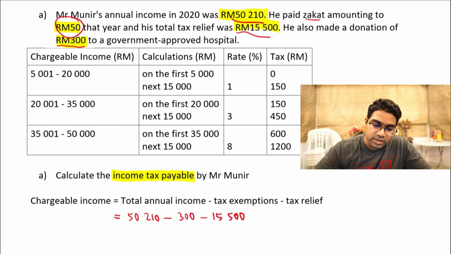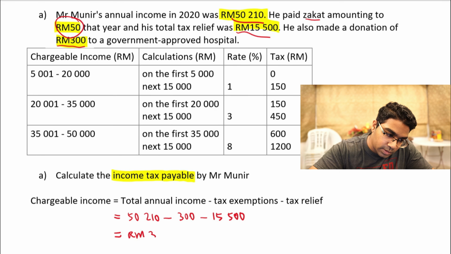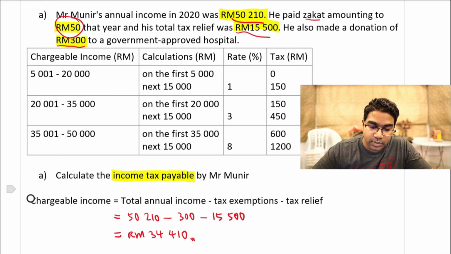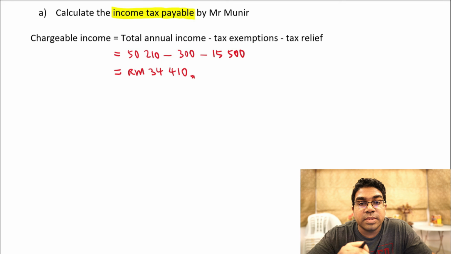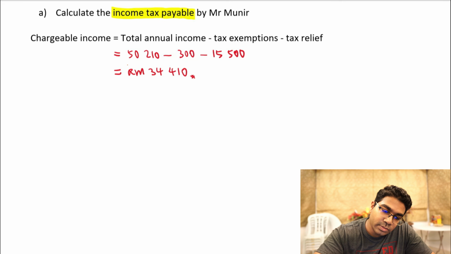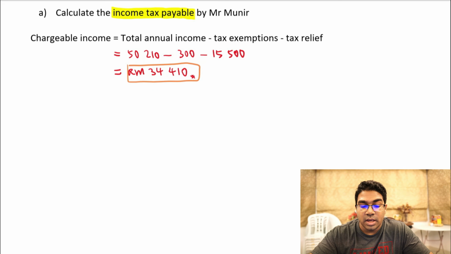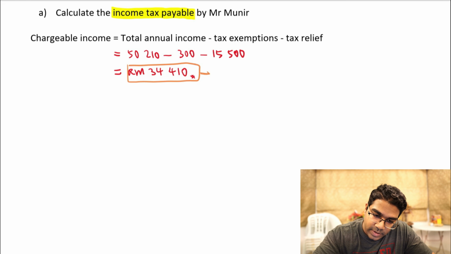And so his chargeable income would be 34,410 ringgit. This means that he is taxed only based on 34,410 ringgit. Once we have calculated chargeable income, the first thing we need to check is if this value is less than 35,000. And so in this case, this value 34,410 is indeed less than 35,000.